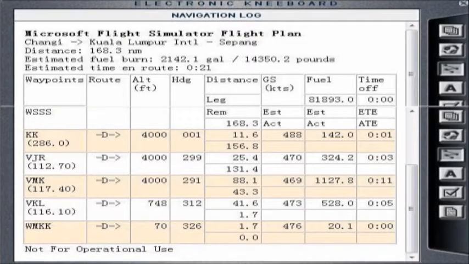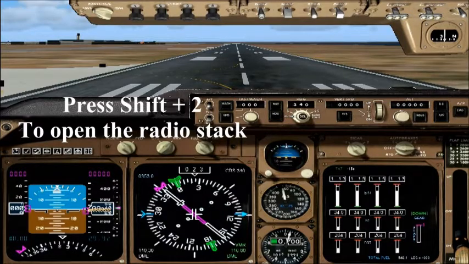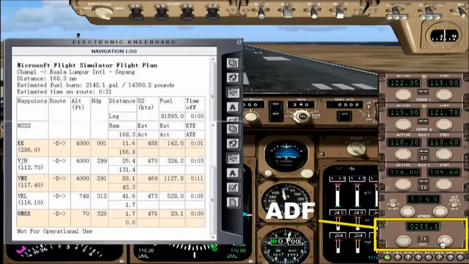First, we will pass through an NDB station, which is KK. Next are the VOR stations, VJR, VMK, and the last one is VKL. To set the radio frequency, press Shift and 2. Now we are going to set the ADF to 286 kHz for the KK NDB station.